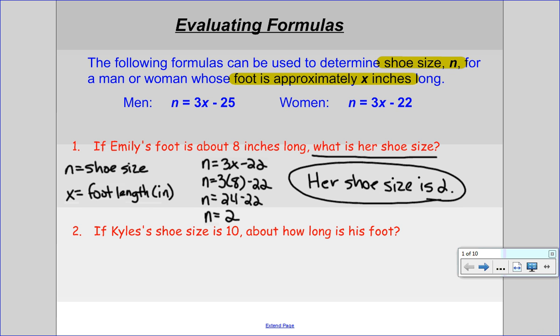We can repeat these steps now using Kyle's example. If Kyle's shoe size is 10, about how long is his foot? Now the formula we'll use is the formula for men, N equals 3x minus 25. But when defining my variables, nothing's changed. N still stands for shoe size, and X still stands for foot length.